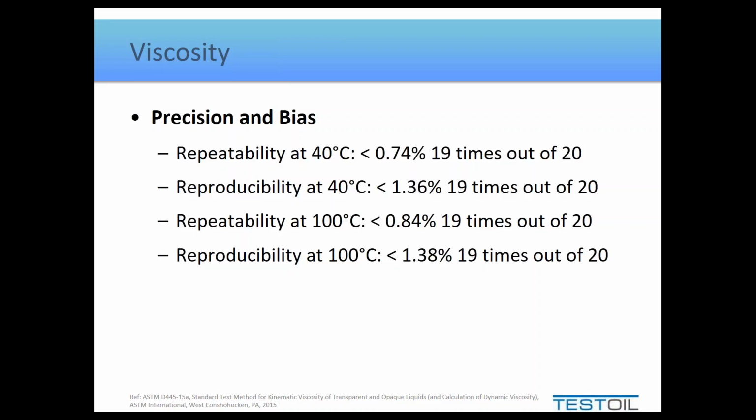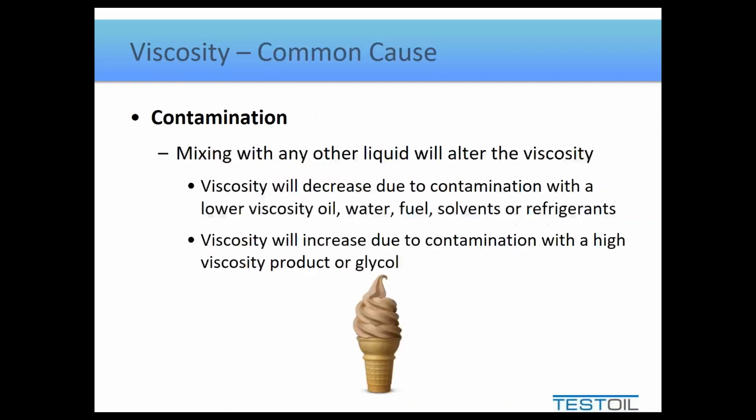Now, the most common cause for viscosity to change is going to be mixing with something else, whether that is another oil or some other type of contaminant. That will drive the viscosity up or down. So things that cause the viscosity to decrease will be things that have typically a lower viscosity. So a lower viscosity oil, water, fuels, solvents, refrigerants, anything like that will typically depress the viscosity.